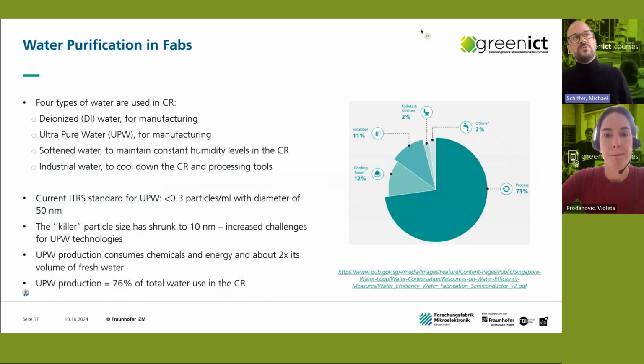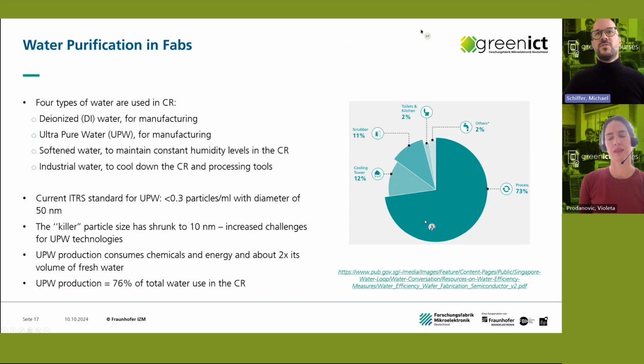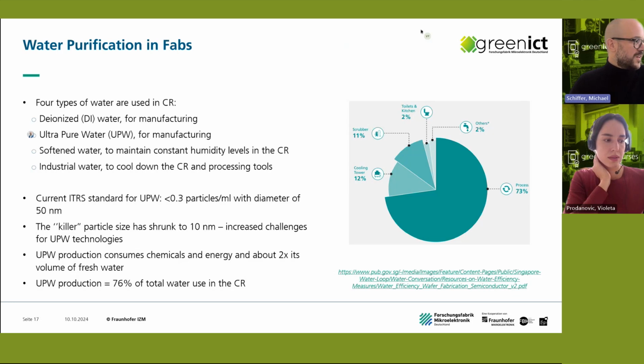So when we go to water purification in fabs, you can see that most of the water is going into the process water. It's nearly two thirds. The rest is going into either cooling towers, scrubbers, so abatement, kitchen and toilets and others. There are 4 types of water that are used in clean rooms. However, for the CMOS production or for very low particulate water, you want to go for deionized or ultra pure water. However, these 2 water types are needing most of the treatment.